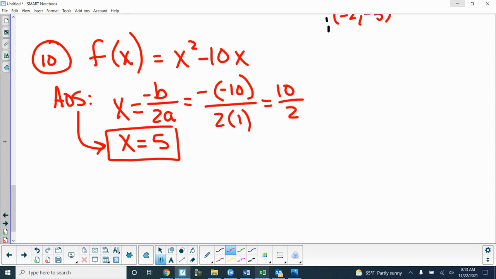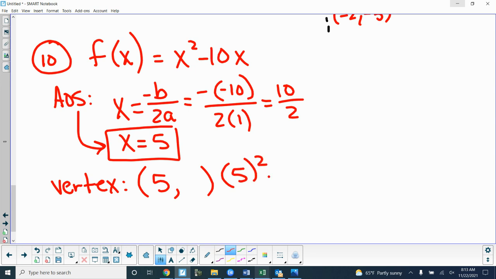Okay? So then if I know the axis of symmetry, I can figure out the vertex, because I know the x value of the vertex is 5. What I do is I substitute 5 in for the x, which is 25 minus 50, so that's a negative 25. Y value for my vertex, so I got that part done.